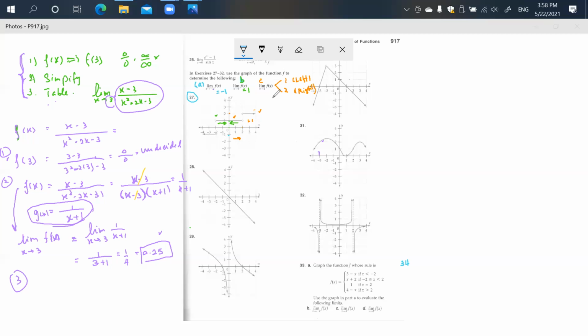Okay, so when you read both sides, from the left and from the right, they are different numbers, different values, right? That's not equal. So then you can answer question C: the limit of f(x) when x approaches 2, you can say does not exist.